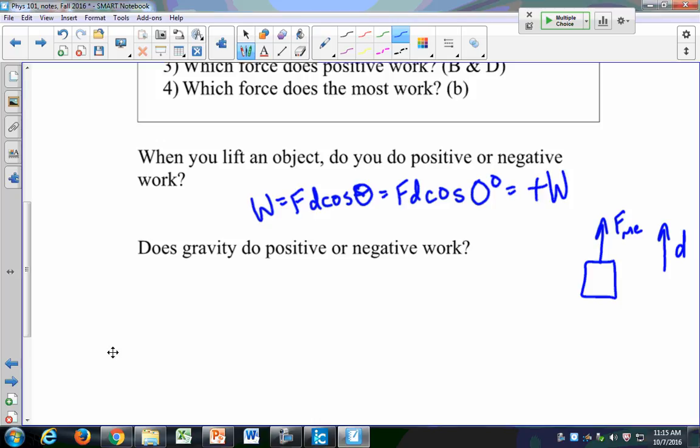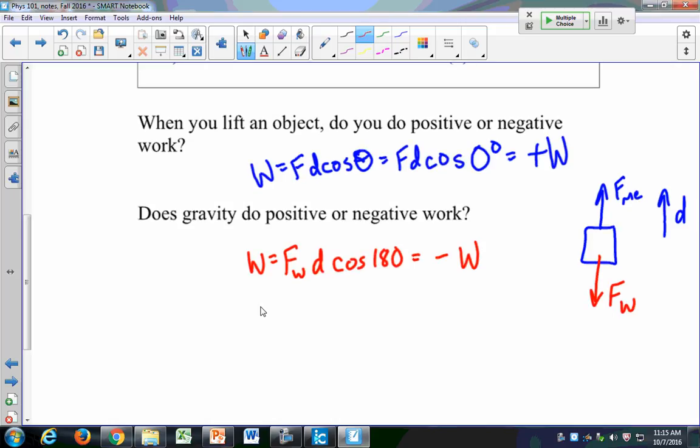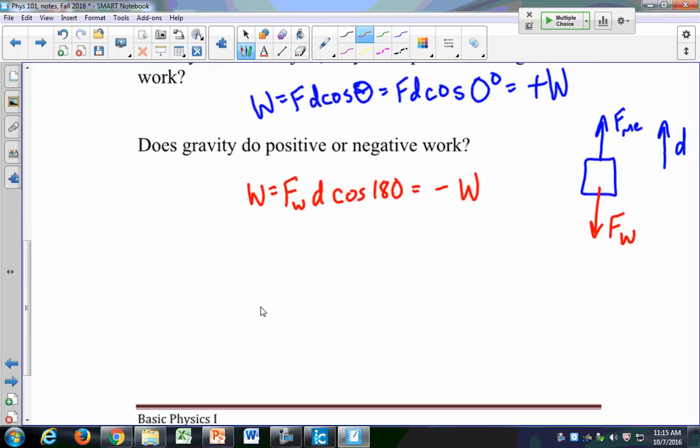However, gravity acts in this direction, the force weight. So work is equal to F_W d cosine of 180, and that's equal to negative work. Okay?